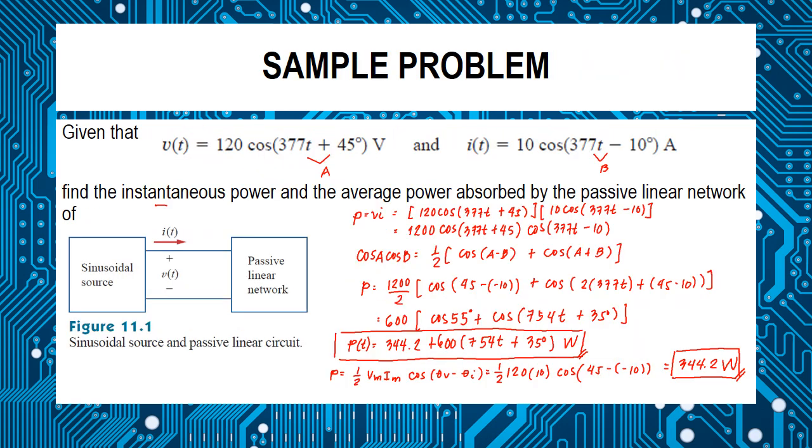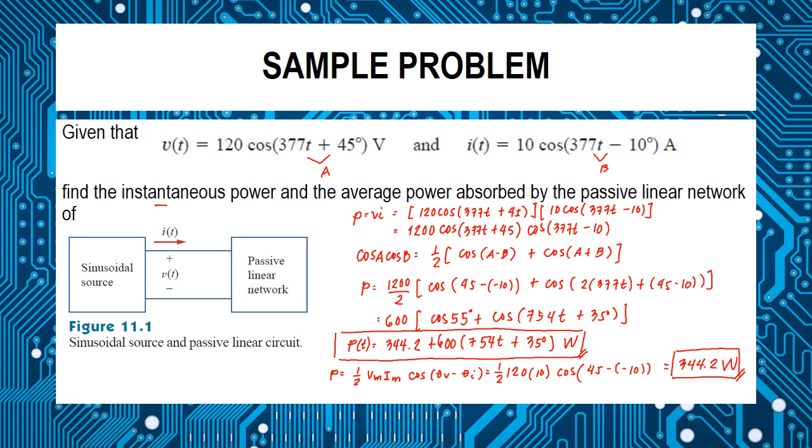We have our sample problem. Given that v(t) is equal to 120 cosine of 377t plus 45 degrees volts, and i(t) is equal to 10 cosine of 377t minus 10 degrees. Find the instantaneous power and average power absorbed by the passive linear network. This is also the figure as in the slides. So we have the sinusoidal source as our input and the passive linear network. We have already been given v(t) and i(t), and we have to solve for the instantaneous power and the average power.